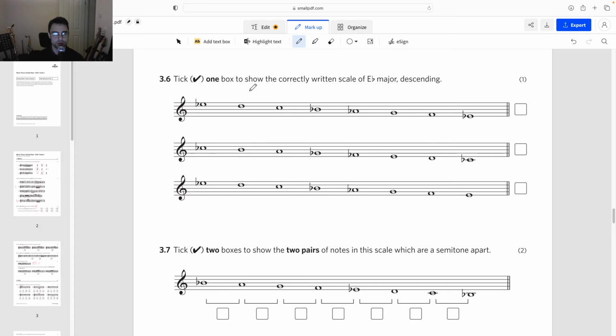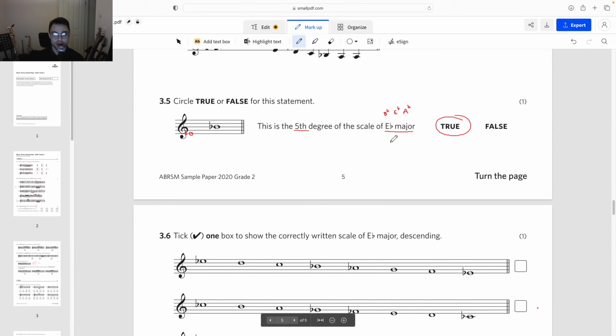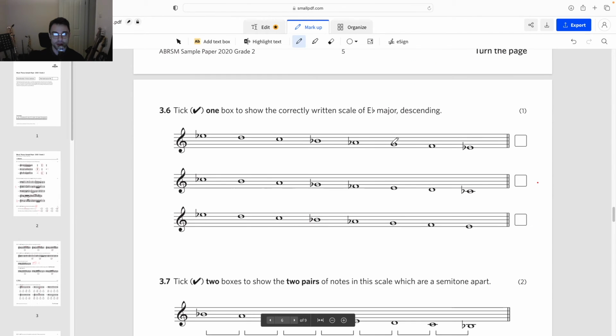Six. Tick one box to show the correctly written scale of E flat major descending. Okay, so we just now talked about the key signature for E flat, B flat, E flat, A flat. So let's see if these scales fit that criteria. So we want to find the correctly written E flat major scale descending. So it's going to have to start on an E flat. And they all do. No, they don't. This one starts on a C flat. So immediately, this is out. This one starts on an E flat, and this one starts on an E flat.